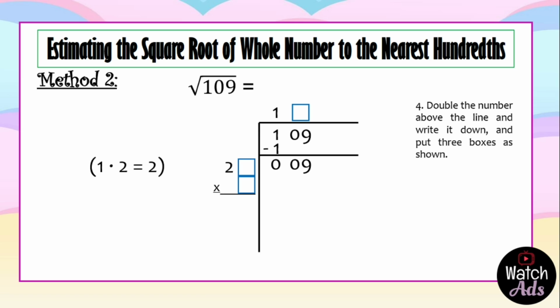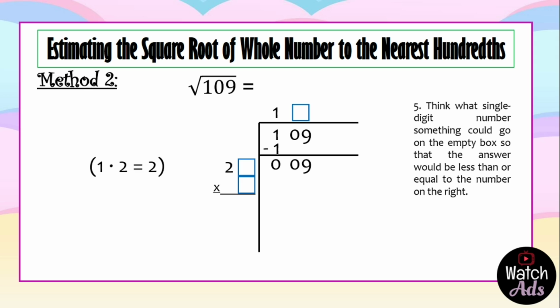And then multiply. We think of what single-digit number could go on the empty box so that the answer would be less than or equal to the number on the right. If you take note, the number on the right is 9. Let's try 0. 20 multiplied by 0 gives us 0. That is correct. That is less than 9.